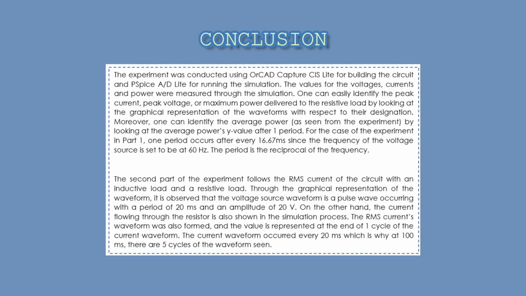The second part of the experiment follows the RMS current of the circuit with an inductive load and a resistive load. Through the graphical representation of the waveform, it is observed that the voltage source waveform is a pulse wave occurring with a period of 20 milliseconds and an amplitude of 20 volts. On the other hand, the current flowing through the resistor is also shown in the simulation process. The RMS current waveform was also formed, and the value is represented at the end of one cycle of the current waveform. The current waveform occurred every 20 milliseconds, which is why at 100 milliseconds, there are 5 cycles of the waveform seen.